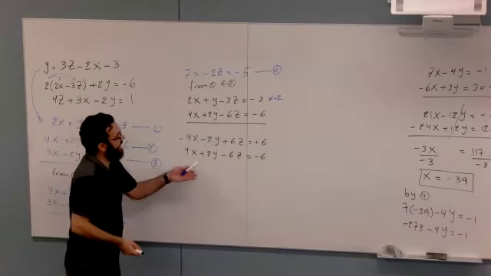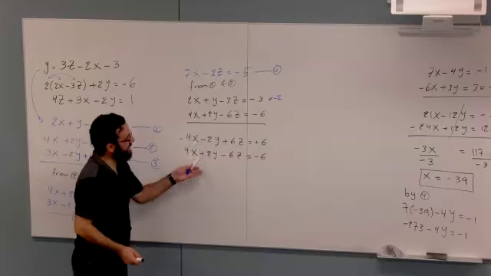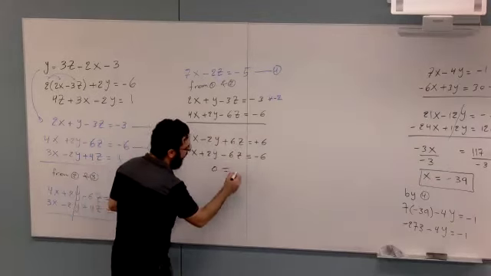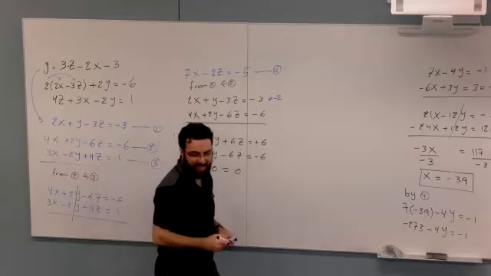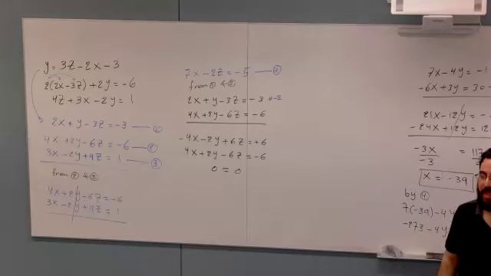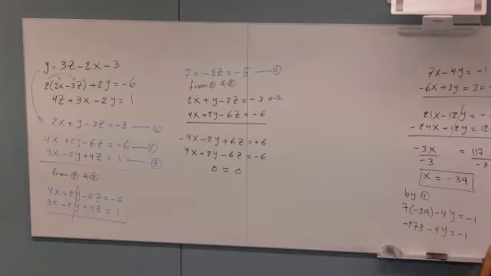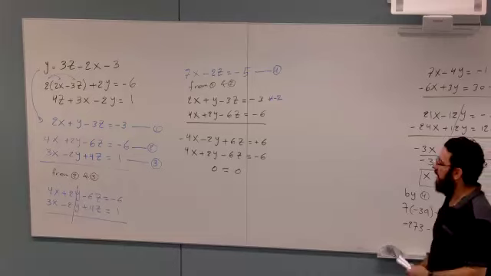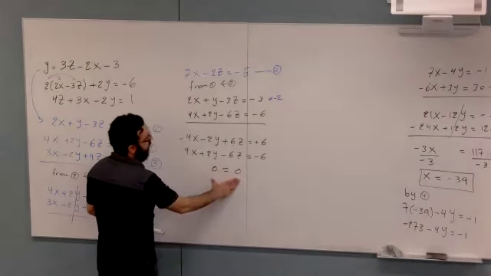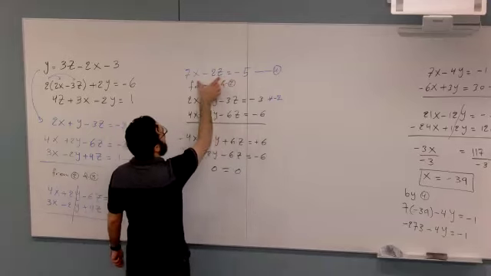Oh. So this is 0, this is 0, this is 0. The whole side here is 0, the whole side here is 0. What does that mean? That means we have an infinite number of solutions. In this case, 0 equals 0.